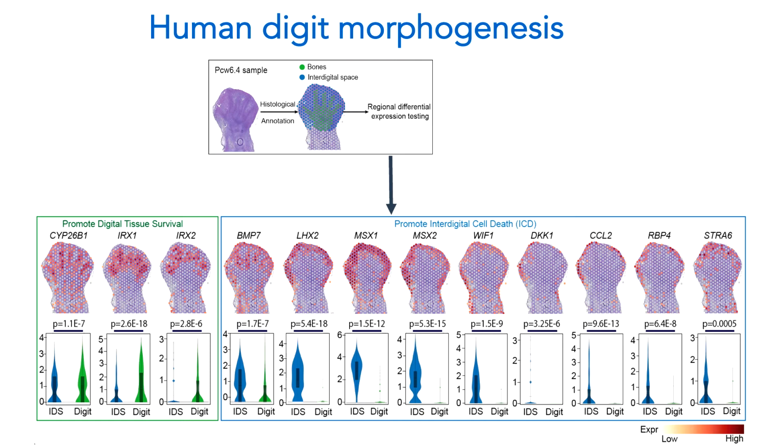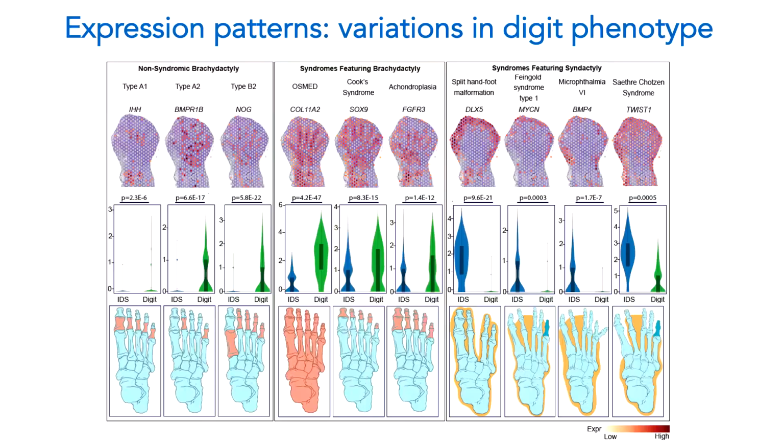One example in this data is digit morphogenesis, which Sid Lawrence, a clinician scientist with an orthopedics background in my group, went into in detail, calculating the difference between the signals in the interdigit space versus the digits. Here you can see it's very clear which signals are promoting digit survival, these genes, cytochromes, and IRX family transcription factors, versus the ones promoting interdigital death, BMP, CCL2, and so on, in that very proximal interdigital region. We can link those to syndromes, brachydactyly and syndactyly and so on, that lead to unusual digit structures. And so it gives us that sort of quantitative understanding.